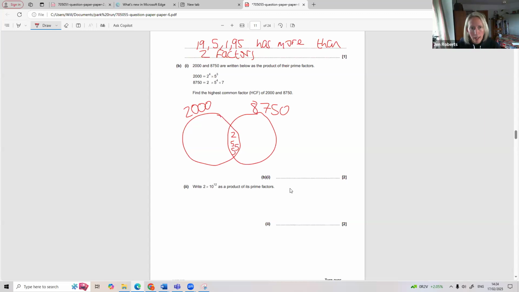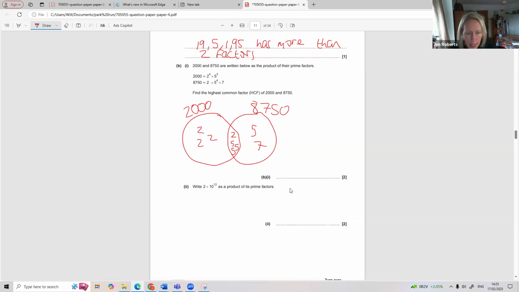Now, if you just look, to get 2000, it's 2 to the power 4 times 5 cubed. This circle represents 2000. You've got 5 cubed times 2. We need 3 more 2s here. And on this side for 8750, we've got 3 5s, a 2, so we need another 5 and a 7.